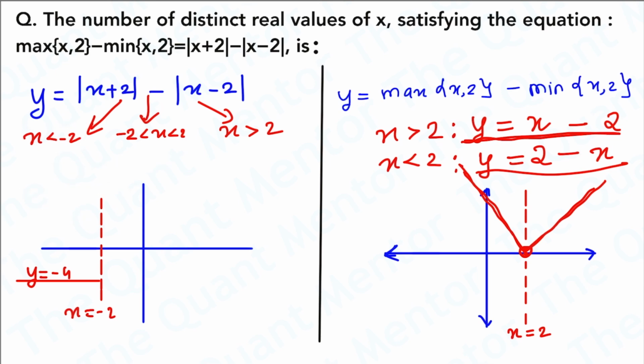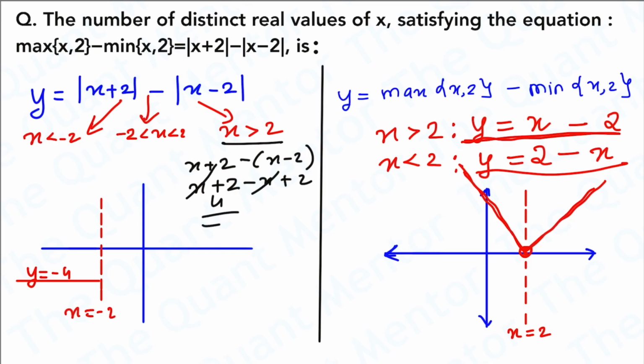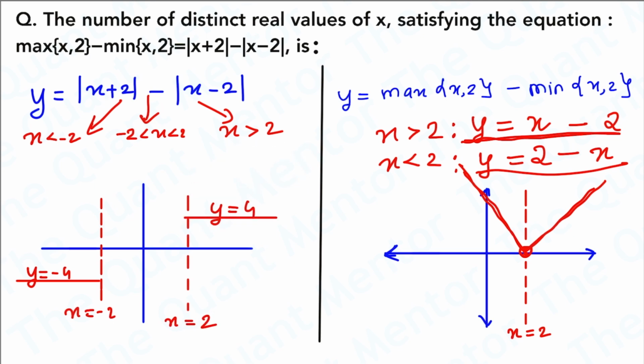And now we can observe something similar for x greater than 2. Since x is greater than 2, it is by default greater than minus 2 also. So mod of x plus 2 will be x plus 2 because it's a positive number. And minus of mod of x minus 2 will be again minus of x minus 2 only. When you open the bracket, you get x plus 2 minus x plus 2. x cancels, 2 plus 2 is 4. So we can conclude that beyond x equal to 2, to the right of x equal to 2, the value of y is a constant, it is 4. So first we draw our line x equal to 2 and to the right of it we draw the line y is equal to 4.